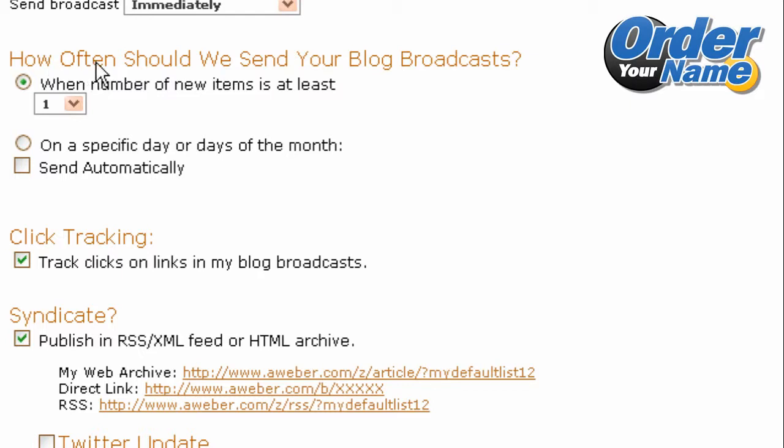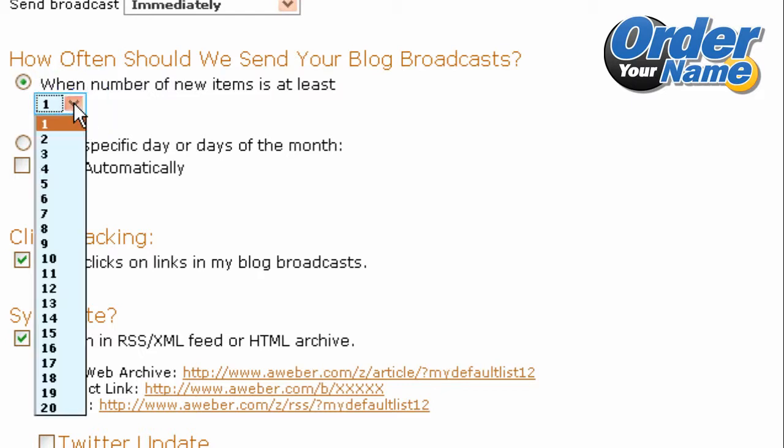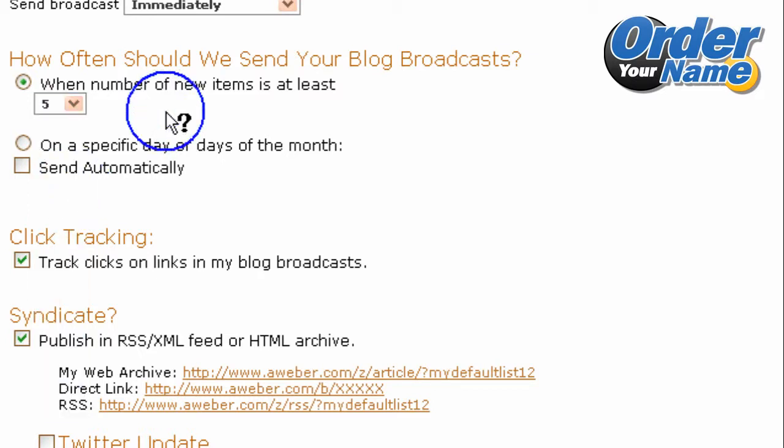And next is the important question: how often should we send your blog broadcast? You can either send out a blog broadcast for every new blog post that you publish. This is okay if you publish only 2 or 3 new blog posts in a month. But if you publish a lot of content daily, then you'll probably want to set this higher. Generally speaking, I think about 5 new blog posts grouped into 1 email should be pretty okay. Of course, again, it depends on how often you publish content on your blog.